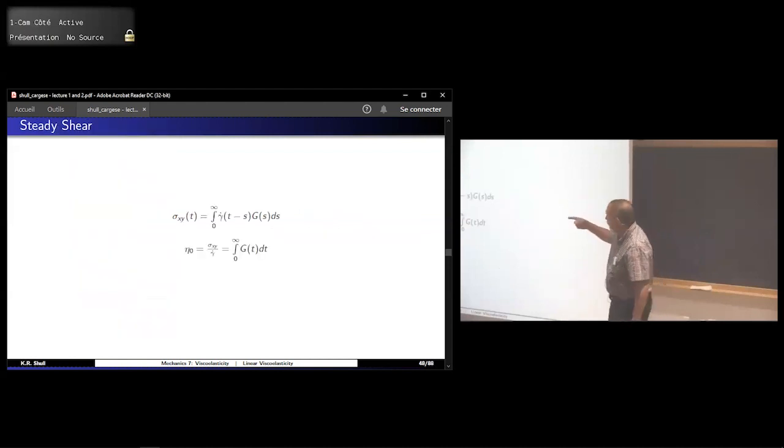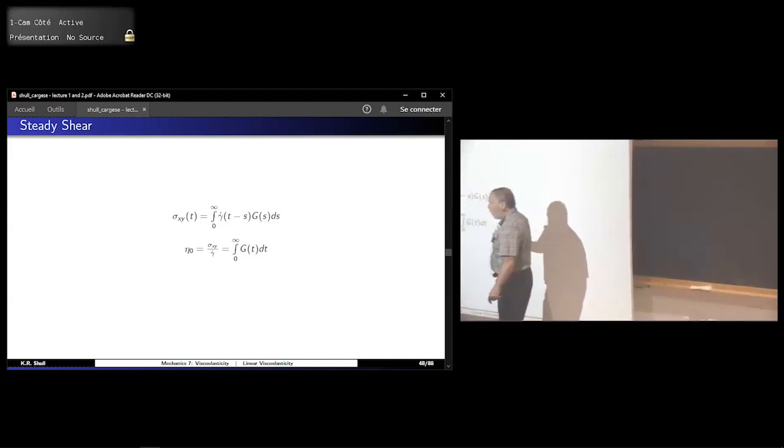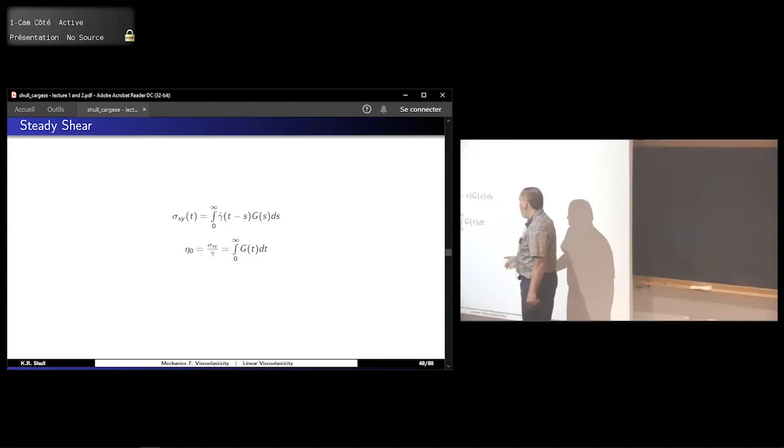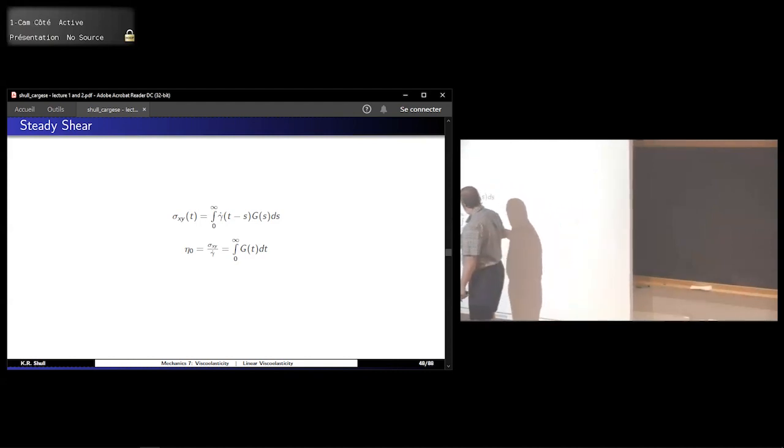Steady shear, what that means is I do this, but now a case where my strain rate is constant. So everything just kind of falls out, and the viscosity now, which is just the stress over the rate of strain, is just the integral of this relaxation modulus. So the dimensions work out, right? This is Pascal integrated over time. So this is Pascal seconds.